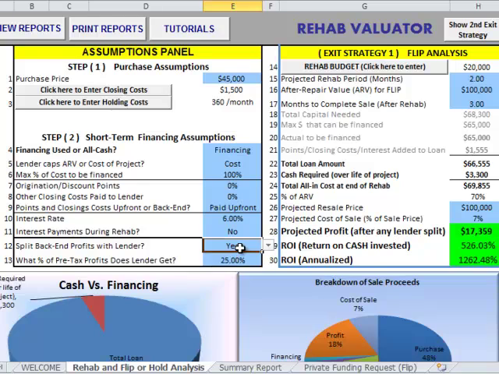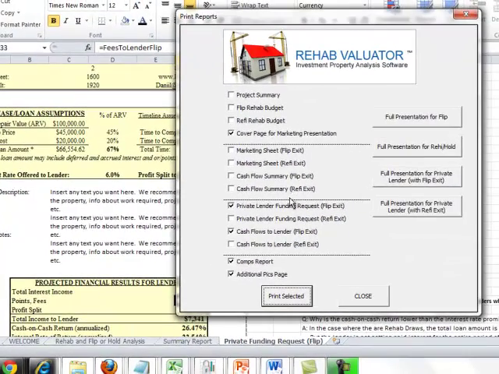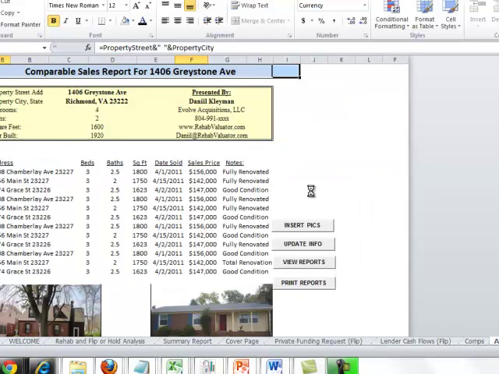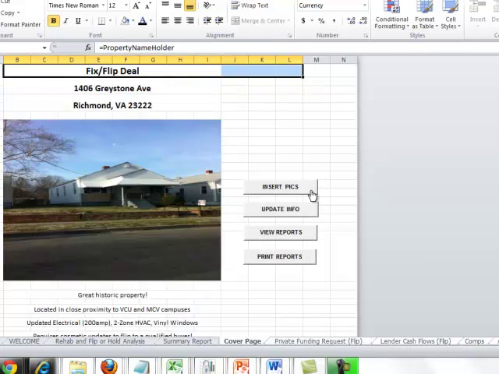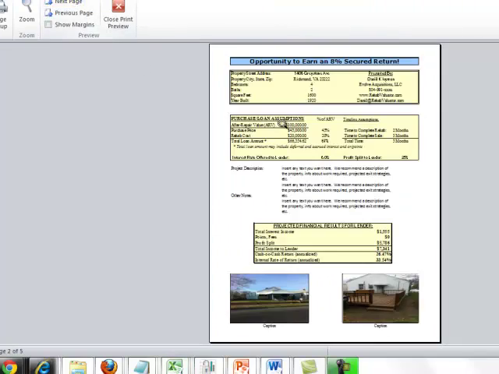So basically what you're saying is, I'm going to give you equity in the deal. You're going to lend me money, and I'm going to share the back-end profits with you. And if we go to our private funding request, this is what it looks like. So cover page, and this is the funding request.